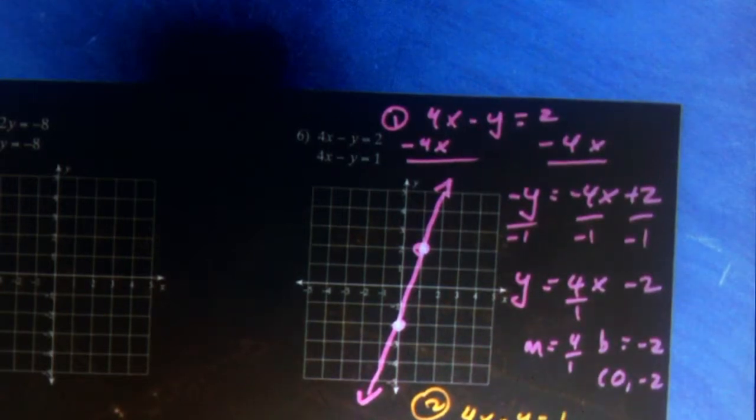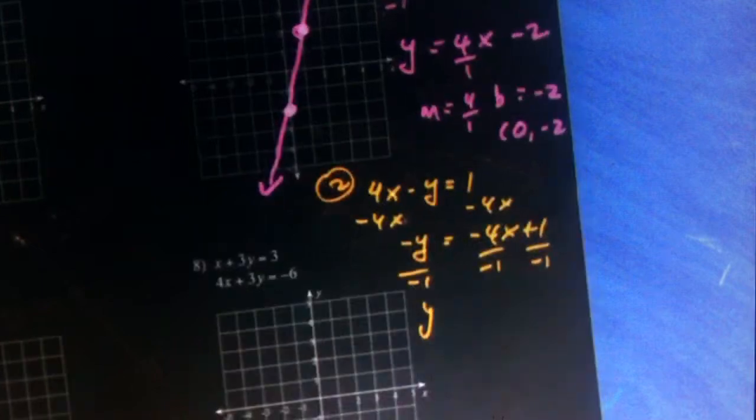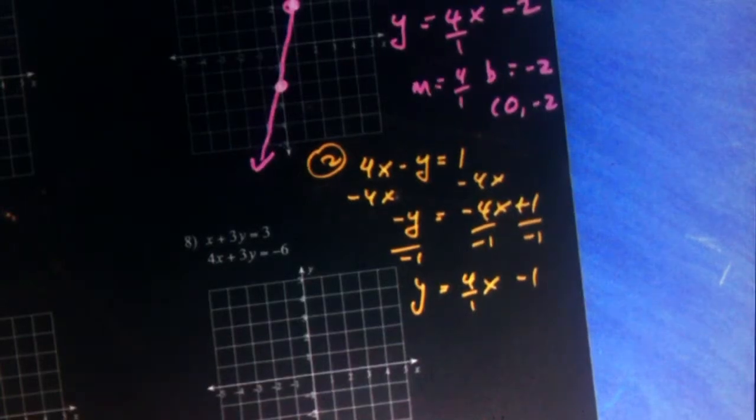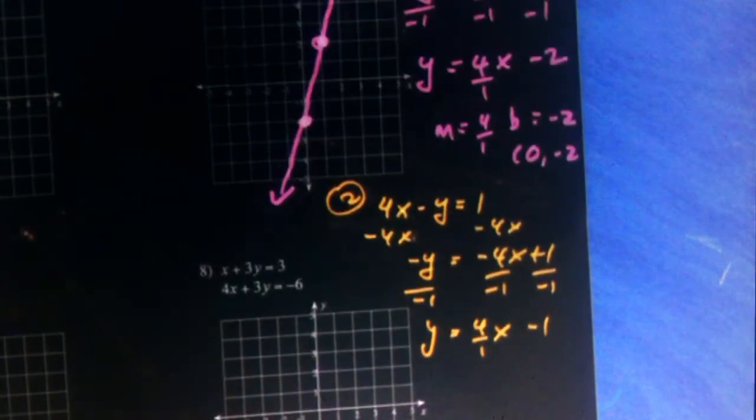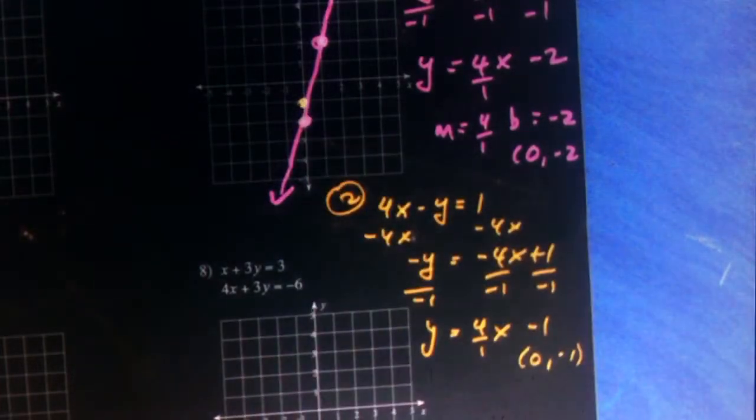4x minus y equals 1. We subtract 4x on both sides. We get minus y equals negative 4x plus 1. We divide by negative 1. And we end up with, Mike, are we seeing this? We almost went off screen there for a second. We got y equals 4 over 1x minus 1. And again, what we have is we're looking like we've got our very own same slope, meaning we're going to have parallel lines, no solution.